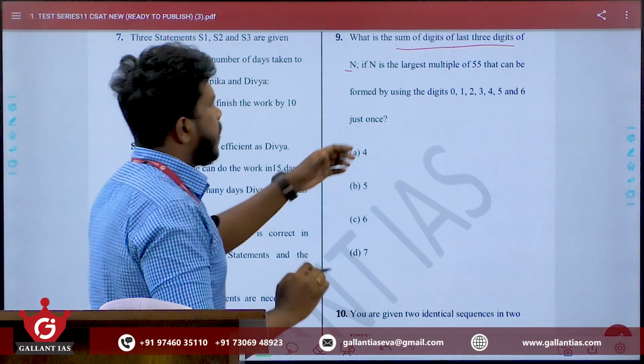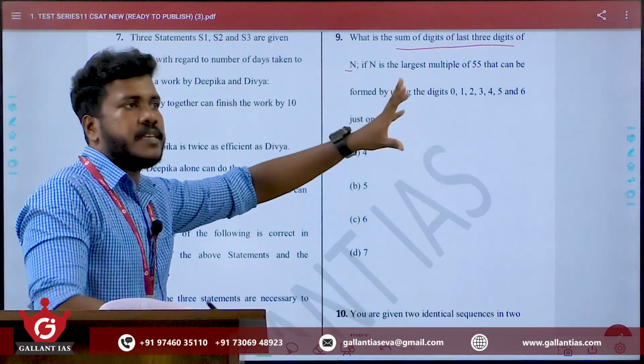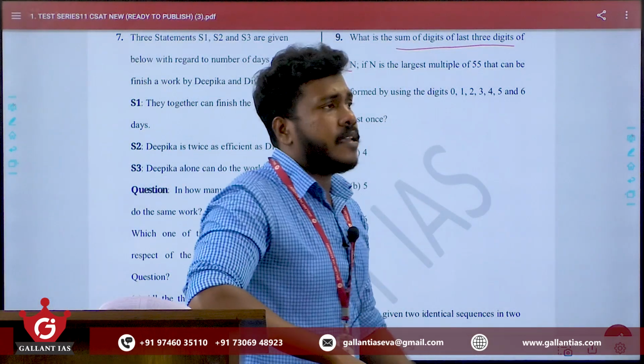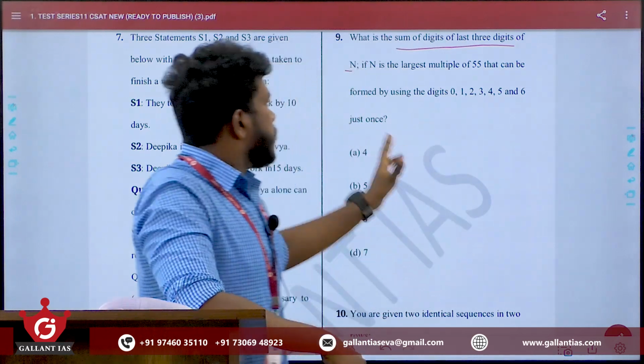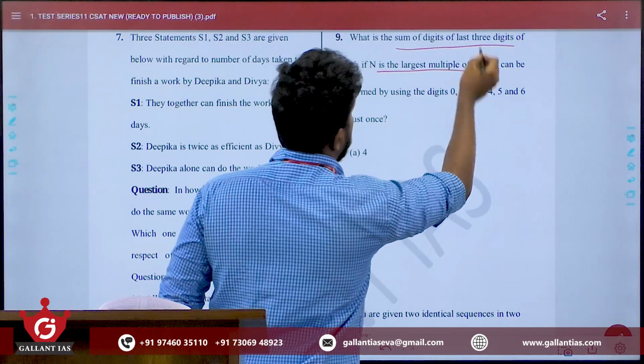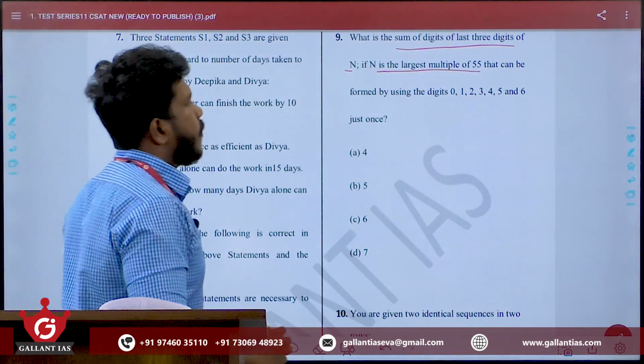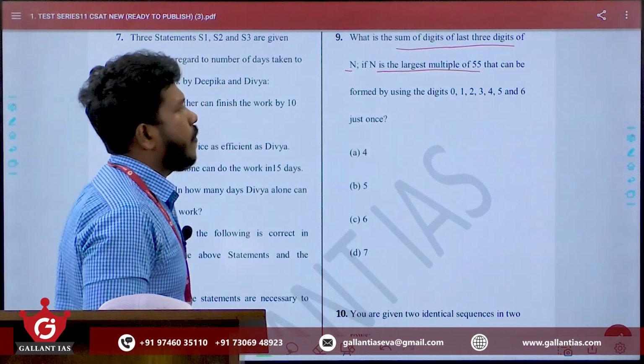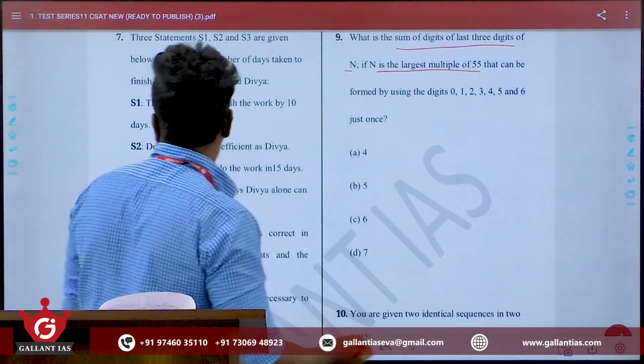So n is actually a 7-digit number including the digits 0, 1, 2, 3, 4, 5, 6, not necessarily in this order. And n is the largest number that is a multiple of 55 that can be formed by using the digits 0, 1, 2, 3, 4, 5, 6. So what is the meaning of that statement?